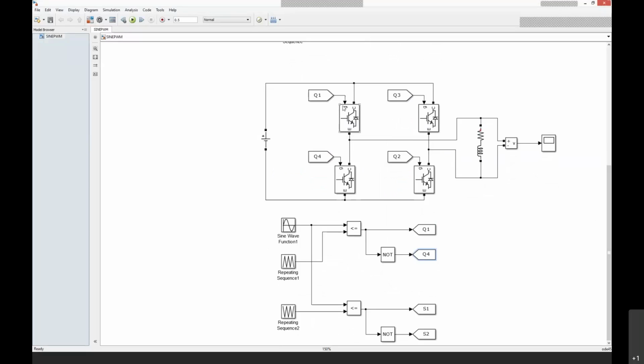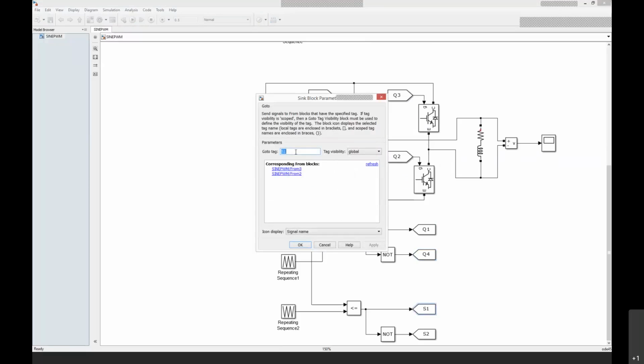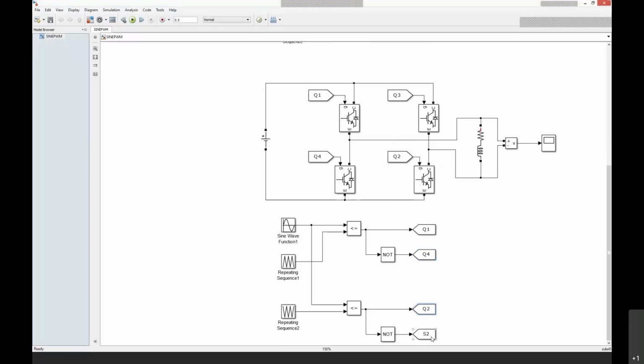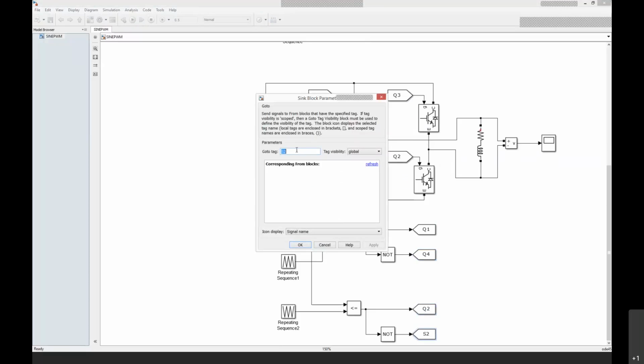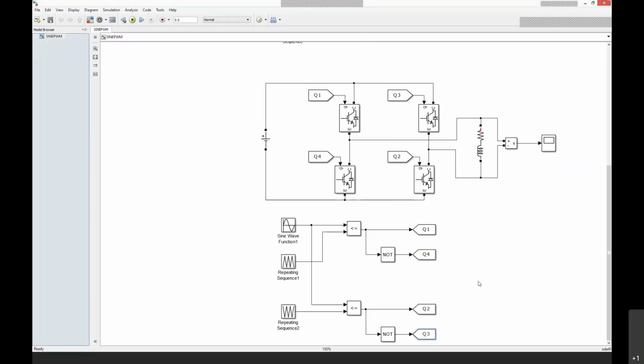Right. So it will form in the shape U. That means Q1, Q4, and the second modulating signal is controlled by Q2, Q3. So that means it is a U shape. So that is Q1, Q4, Q2, Q3. So now this is Q2, and this is Q3. Right. So everything is done.